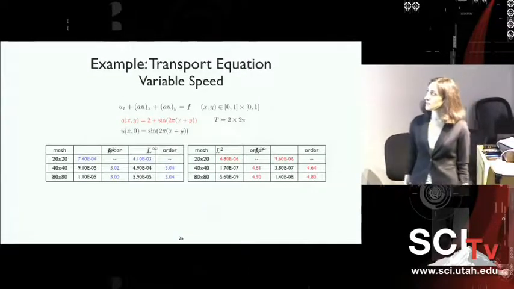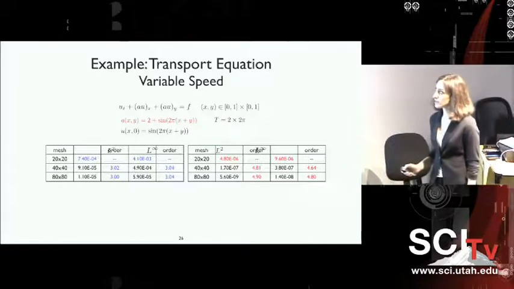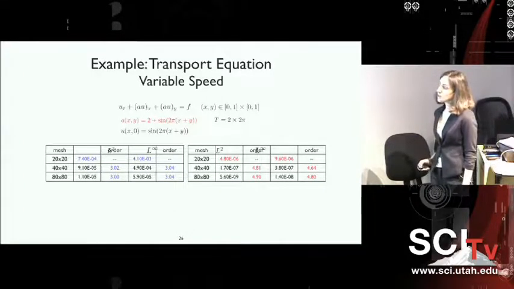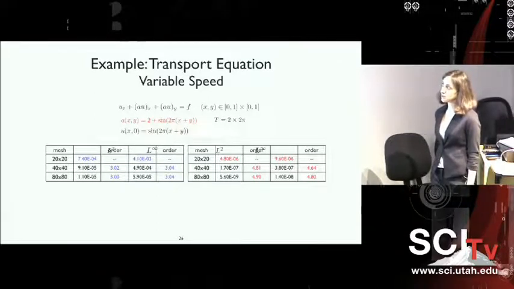I have another example with the transport equation, but this time with a variable speed. So this is the speed that I use with the same initial condition. Again, the results after 2 periods in time. And we observe similar results to the transport equation with a constant speed.